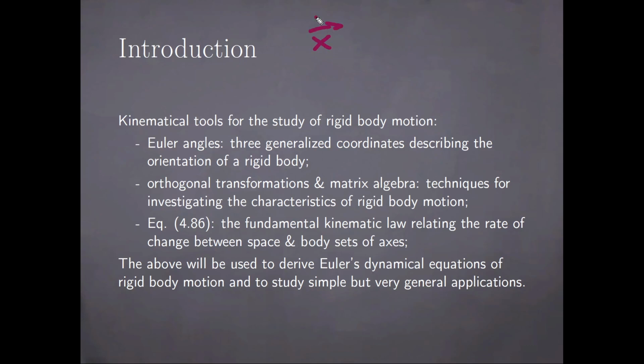So the time derivative of a vector in the laboratory frame is equal to the time derivative of the same vector in the body frame plus the cross product between the angular velocity of the rotating frame and the vector. So this is the fundamental kinematic law relating the rate of change between space and body sets of axes. These will be used to derive Euler's dynamical equations of rigid body motion and to study simple but very general applications.